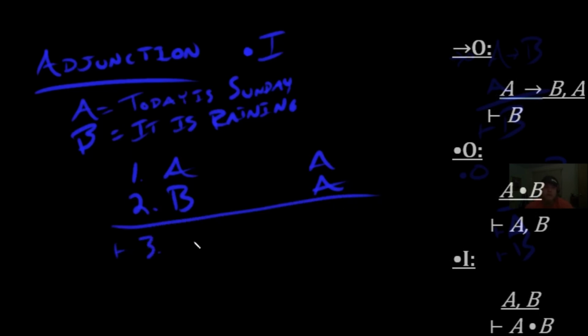Okay, so I can get this. I can just say A dot B. How did I get that? Well, I put them together with a dot. I stuck an and in between them. And then I just say, okay, where was my source material? Well, I stuck line 1 and line 2 together. That's what I did. That's all adjunction is.